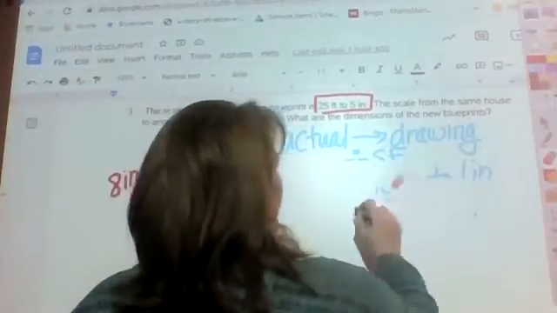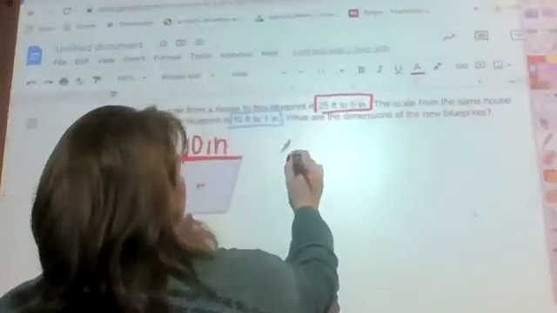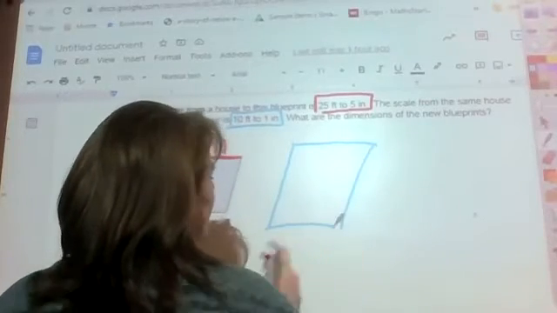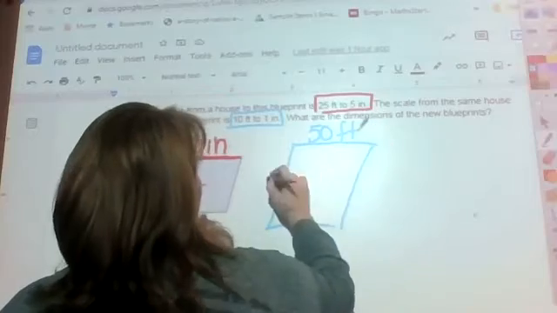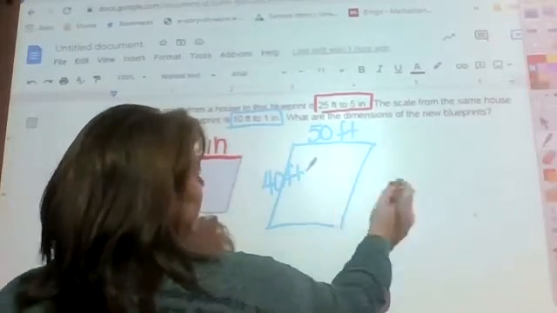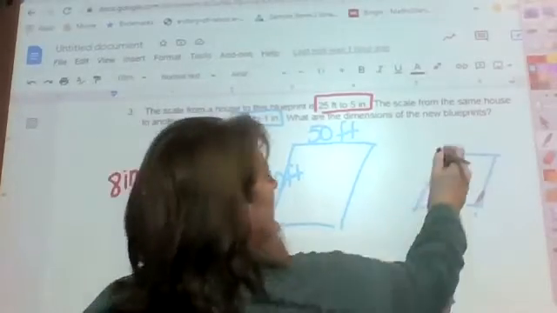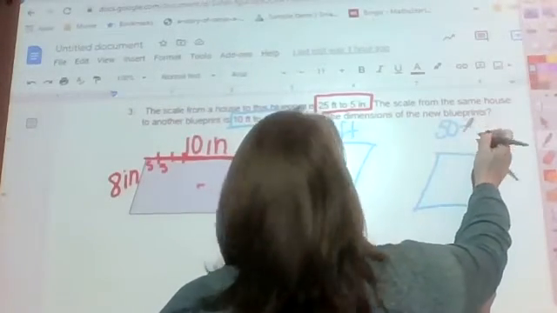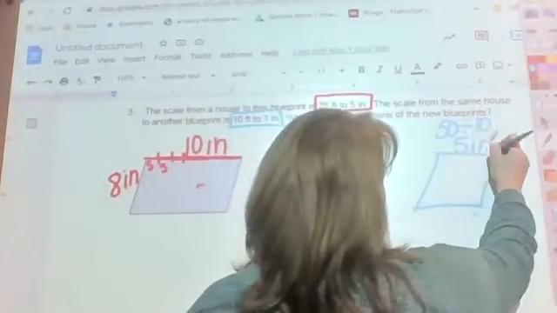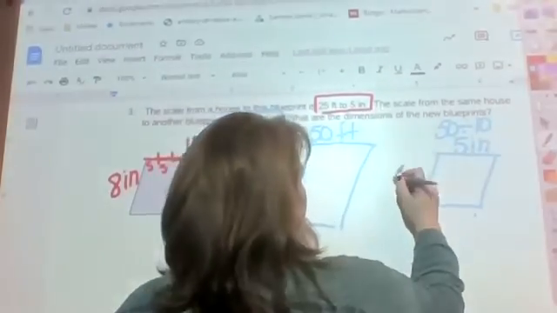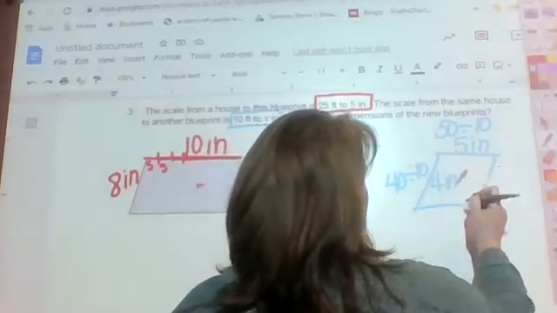Let's go back. So our actual dimensions, here's my actual, sorry, that's my actual house, is 50 feet, and this is 40 feet. So here's my new scale drawing. So I'm going to go 50 divided by the scale factor of 10, and this comes out to be 5 inches. Okay, this is 40 divided by 10. So this is 4 inches.